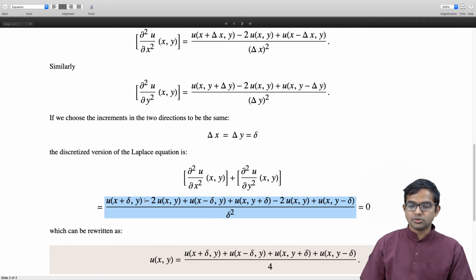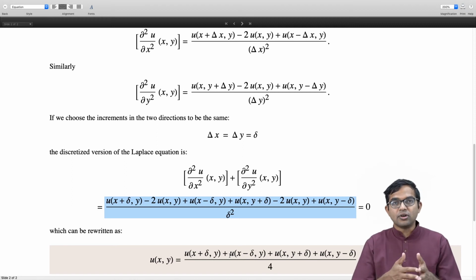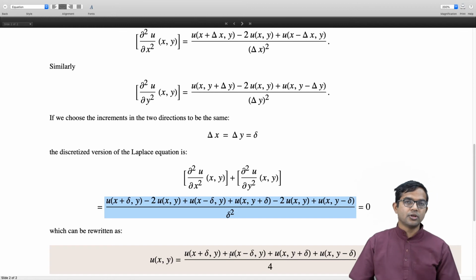So you can pull out, so if there's a minus 2 u of x comma y and a minus 2x comma y, you bring both of these to the left hand side and then divide by 4. Then you see that you get u of x plus delta comma y plus u of x minus delta comma y plus u of x comma y plus delta plus u of x comma y minus delta, the whole thing divided by 4. Basically what we are doing is we are looking at this function u of x comma y on a grid, right? Although the continuous version is where we started.